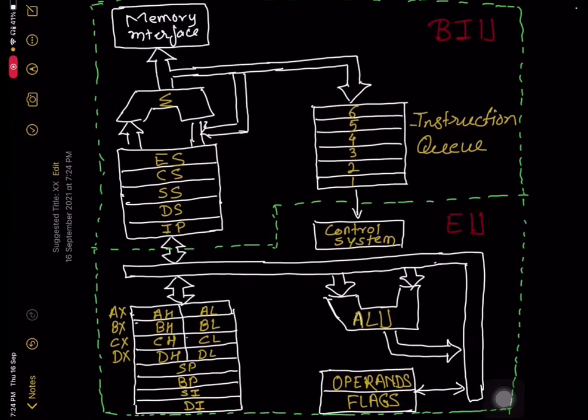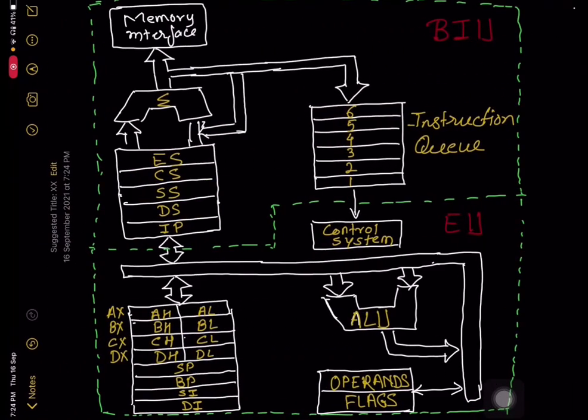Now this particular figure shows the architecture of the microprocessor. In this you can see the bus interface unit: the portion which is above the dotted line is called the bus interface unit, and the portion which is shown below this dotted line is called the execution unit. So by this green dotted line, the bus interface unit and execution unit are separated. Now to start with the architecture, we need to discuss the bus interface unit separately and the execution unit separately. Let us start with the bus interface unit.